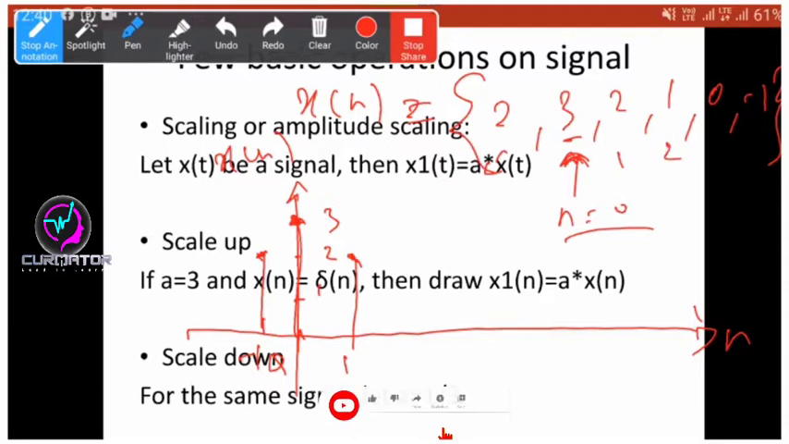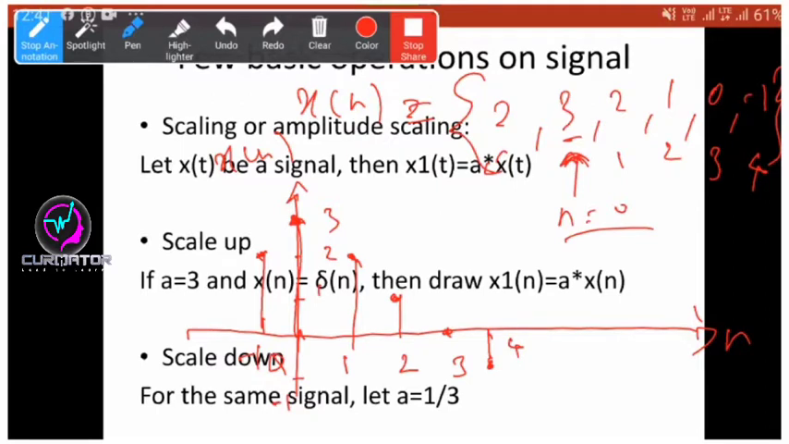For n equal to 2 here, we have x of n equal to 1. For n equal to 3, we have x of n equal to 0. For n equal to 4, we have x of n equal to minus 1. This is minus 1. This is 4. So this is how we can plot a discrete time signal graphically. Now let us discuss basic signal operations.